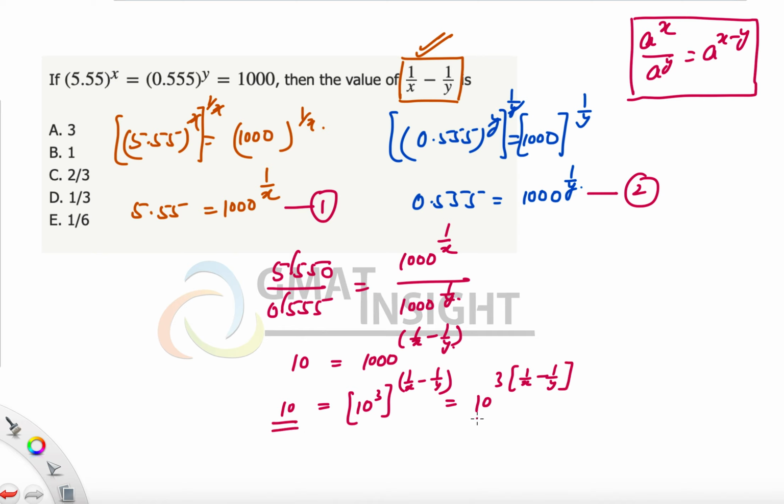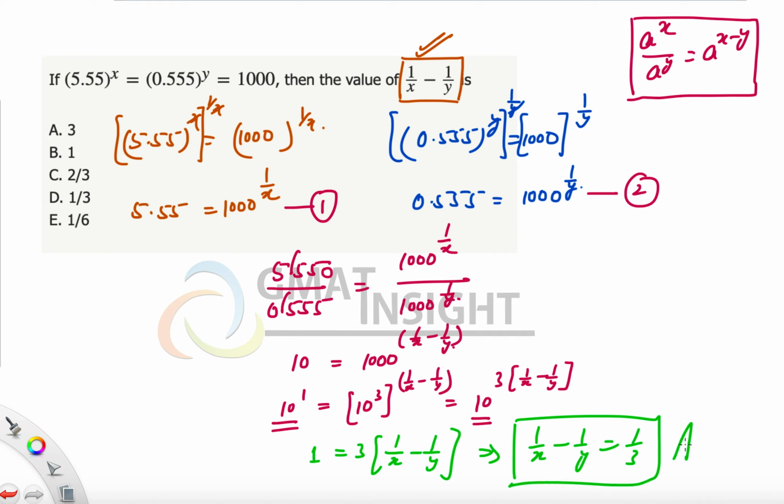Now we have the same base on both sides. On the left hand side we have power 1, on the right hand side we have power 3. So we are going to equate the powers, and we see that this 1 becomes equal to 3 times 1 upon x minus 1 upon y, which finally results in 1 upon x minus 1 upon y equal to 1 over 3. So it was a very simple question of dealing with the exponents.